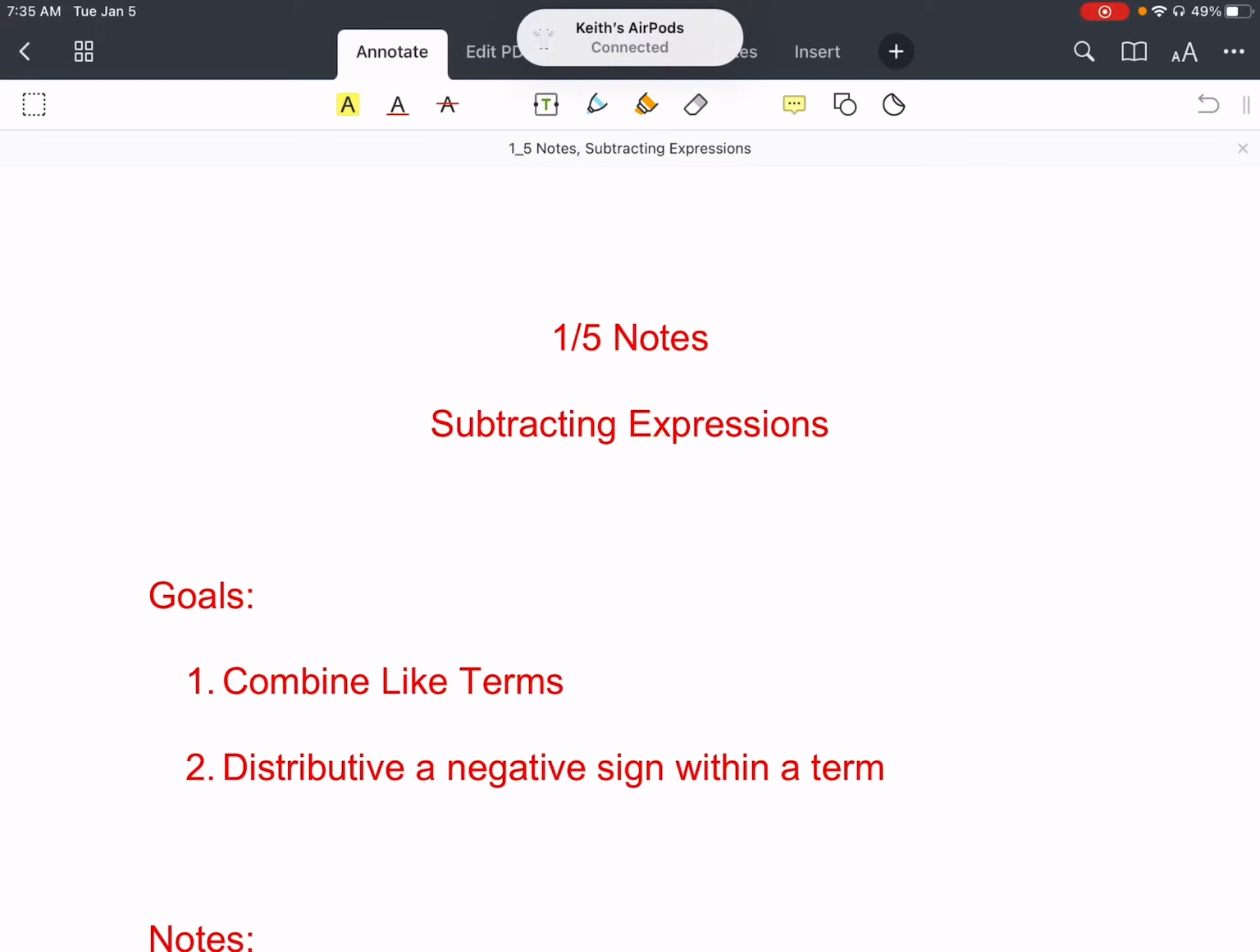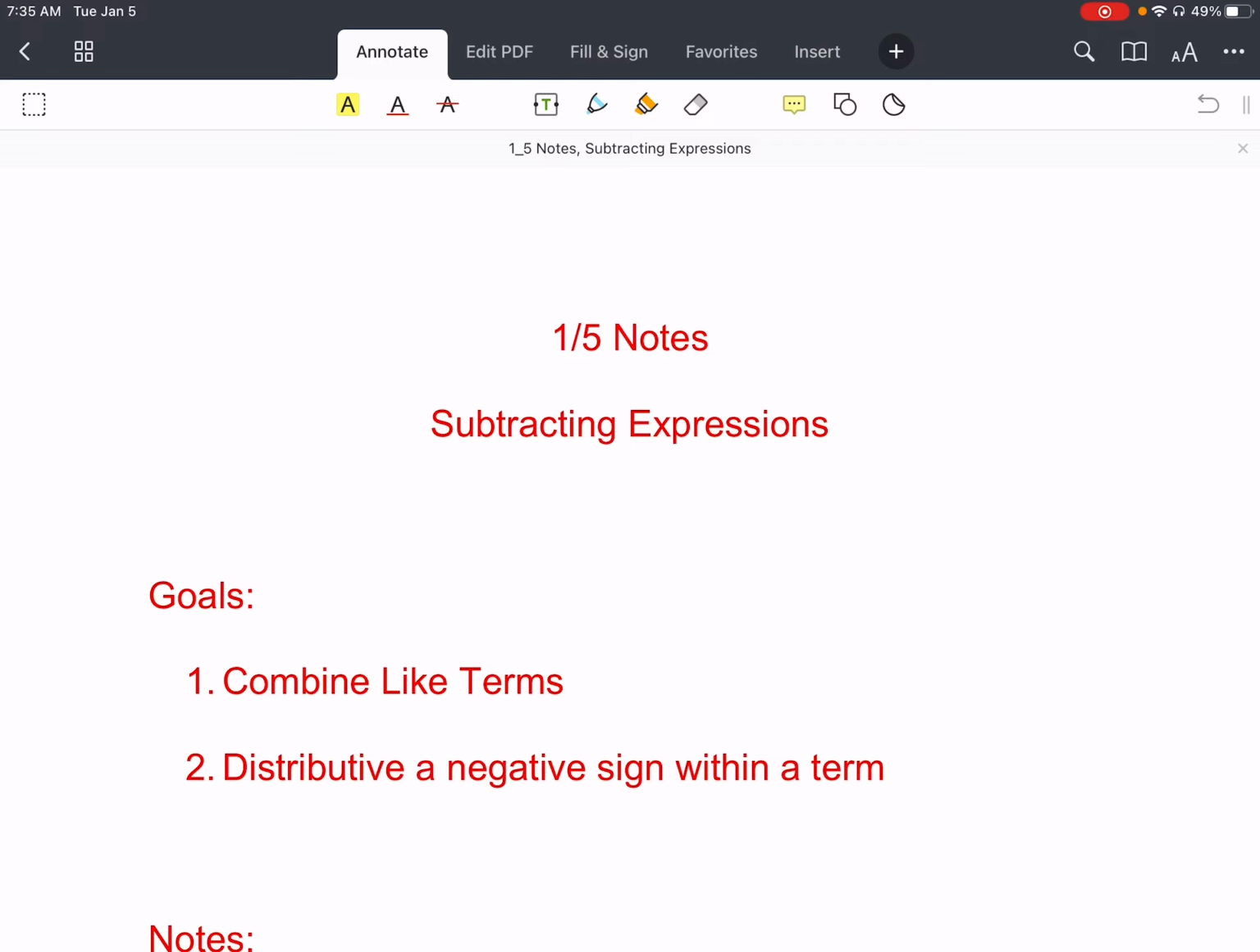Hello. Today we are doing the opposite of what we did yesterday. We are working on subtracting expressions. This gets a little bit more complicated because we have to use the distributive property, but I think if you take your time and stay organized, your life will still be very easy.